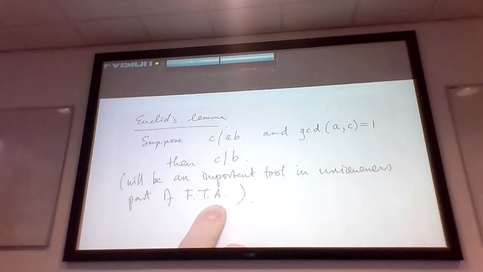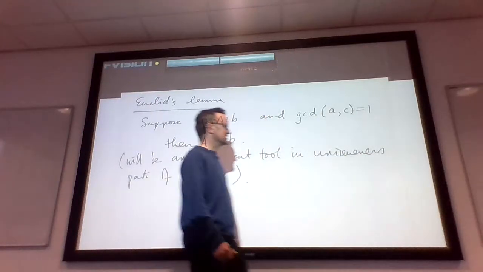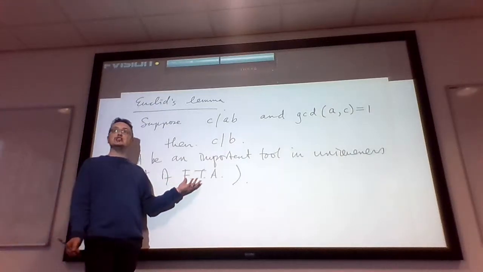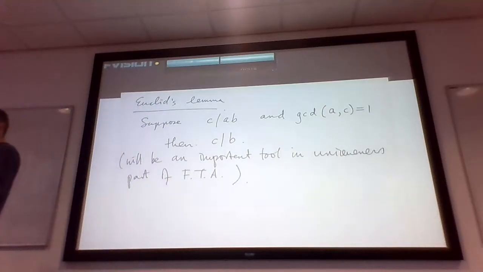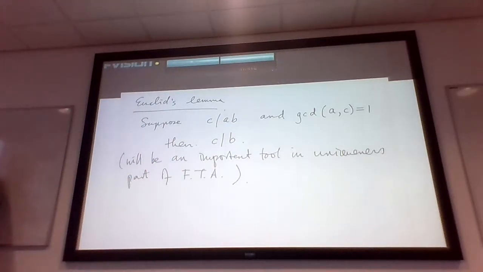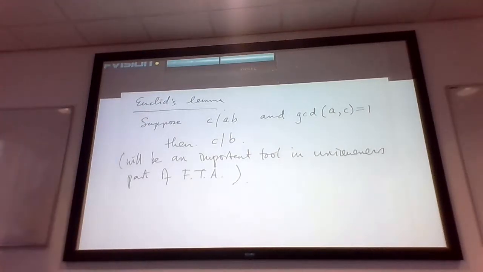It will be an important tool in the uniqueness part of the fundamental theorem of arithmetic. We've already proved the existence part. We've already proved, using induction, that every positive integer can be written as a product of primes. It just comes out from the definition of a prime number. So what we're not sure of yet is that those factorizations are essentially unique. But we will be able to prove that, and it's Euclid's lemma which is the key part of that.